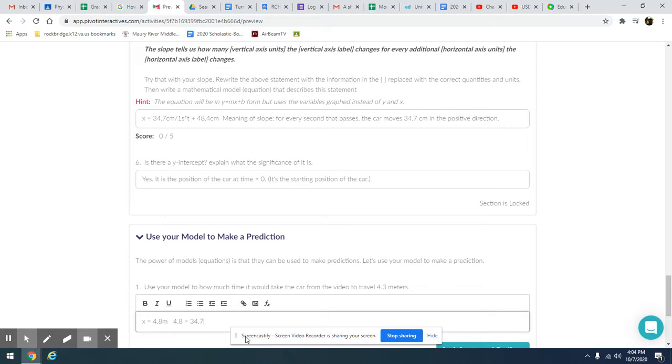And then times time. That's what I'm trying to figure out here. Plus 48.4. Except there's a problem here. They told me this in meters. And now I've got this in centimeters per second. And this is centimeters. So this is no good. I have to change this. Everything has to be the same units.